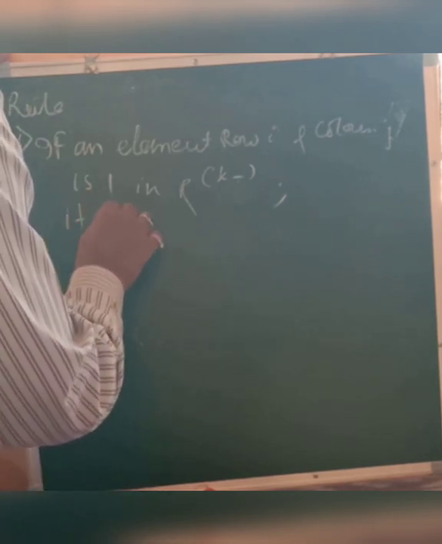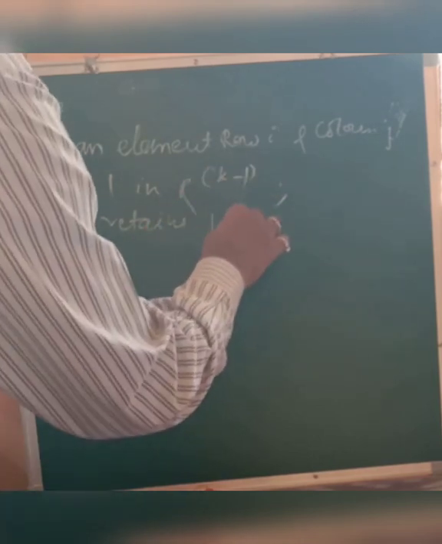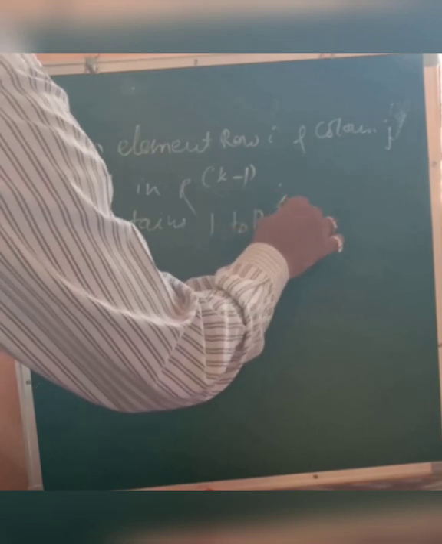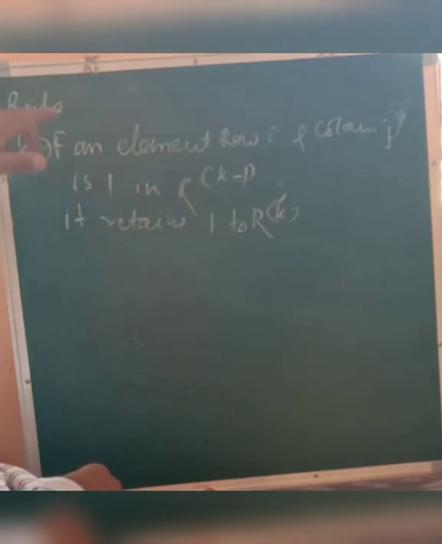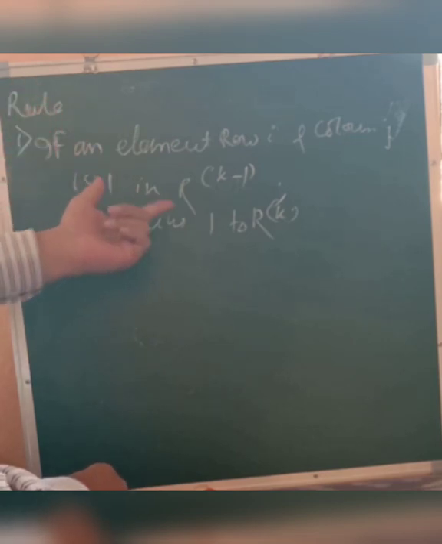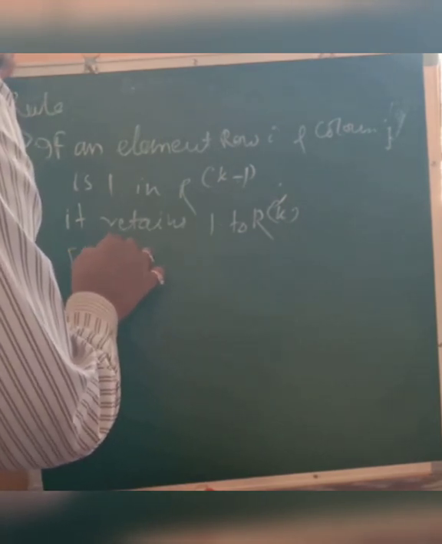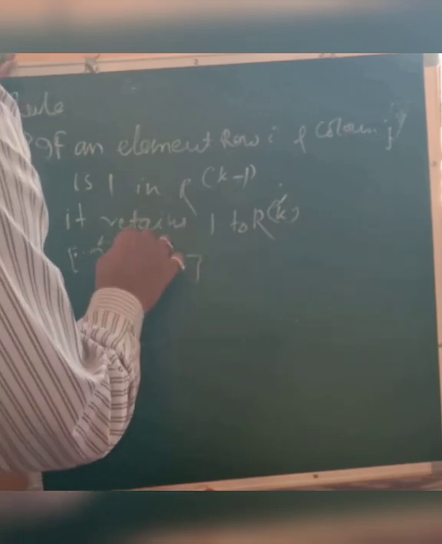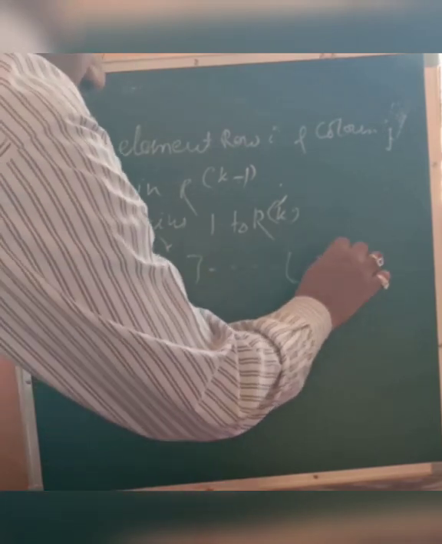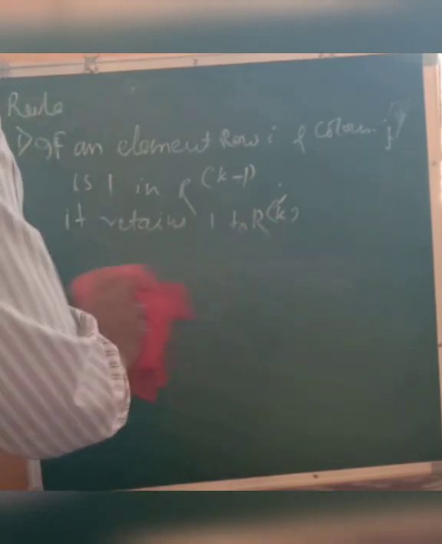So if an element in row i, column j is 1 in R k minus 1, the previous recurrence matrix, then it retains 1 in R k, the next matrix. If some element is 1 in the previous matrix, the same element will be 1 in the next matrix as well, in this way, until it ends. So it remains 1. This is the first rule. So what is the second rule?